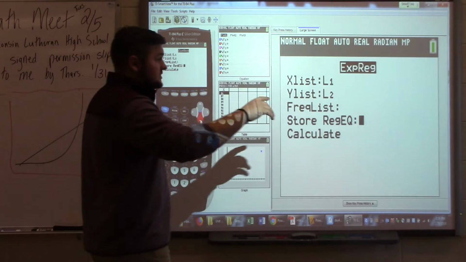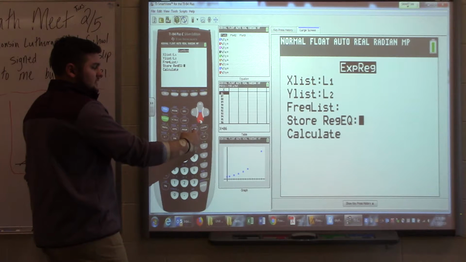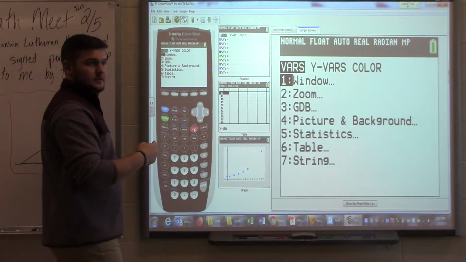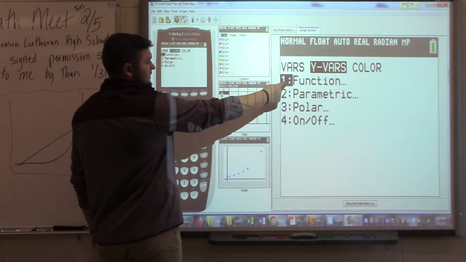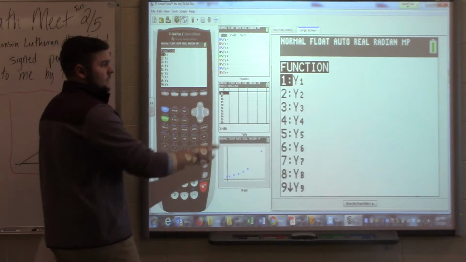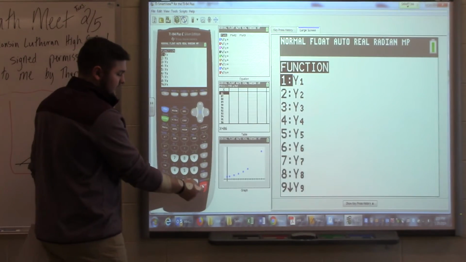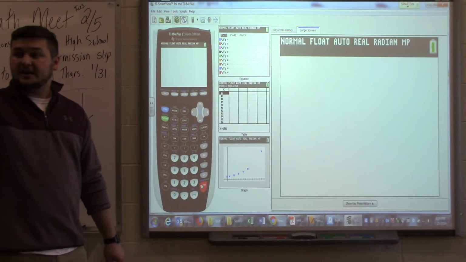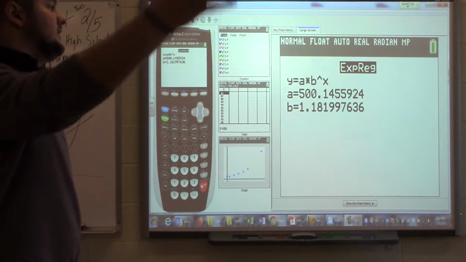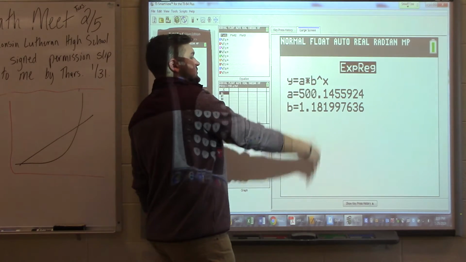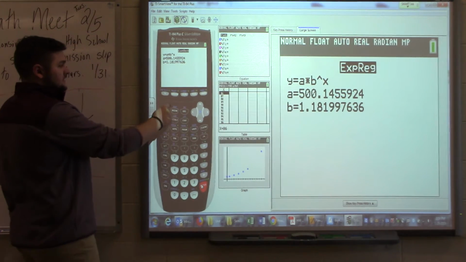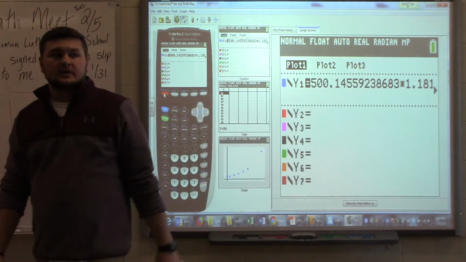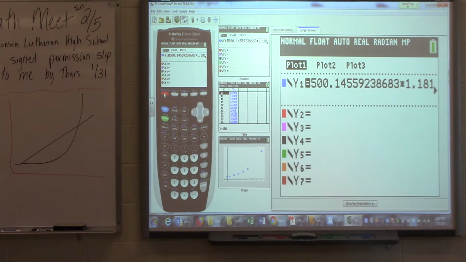Okay? Alright, so, store regression equation, you're going to hit vars. Vars is right to the left of clear. Go over to y vars. It is a function. So I'm going to click enter on 1. And then y1 is the one I want, just because it's the first one. I don't have anything in there. We cleared those out. It's going to pop up on my screen, and then I can hit calculate. Or then you guys can hit enter. It's going to pop up. It's still going to tell me that a equals 500.1. Still going to tell me that b equals 1.18. But now when I go to y equals, it should also be stored under my y1. So now I don't have to worry about rounding when I put it into my calculator.